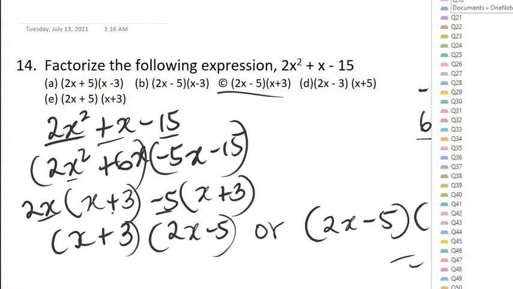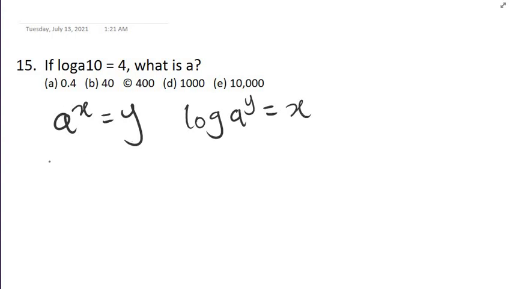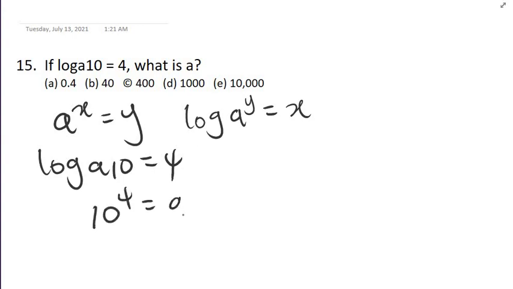Okay, now to question 15. If log a of 10 equals 4, what is a? Now I want you to know the general rule that allows us to move back and forth between the logarithm and the exponent: if you have a to the power x equals y, it implies log y to base a equals x. So we are going to apply this for question 15. Log a 10 equals 4 gives me 10 raised to power 4 equals a. So a is 10 raised to power 4, which means 1, 2, 3, 4, that is 10,000. So the right option is E, 10,000.